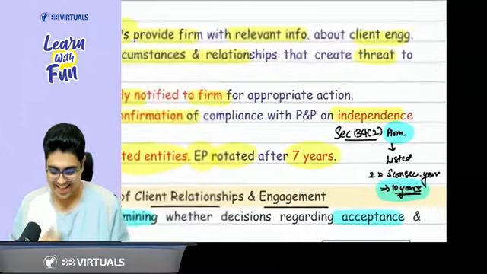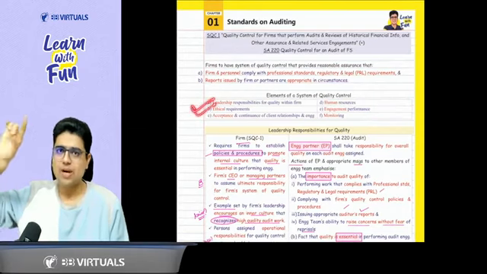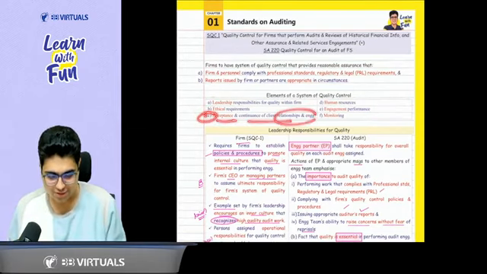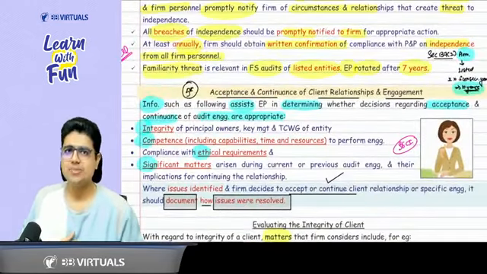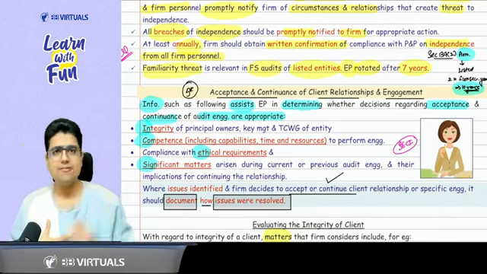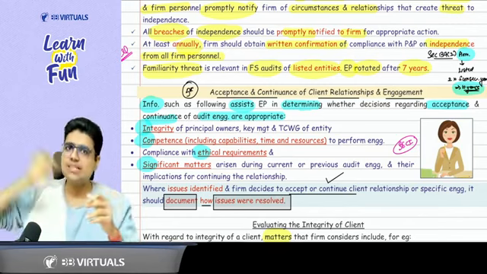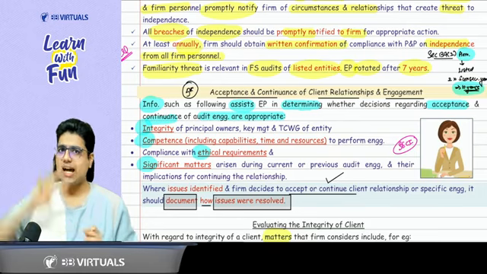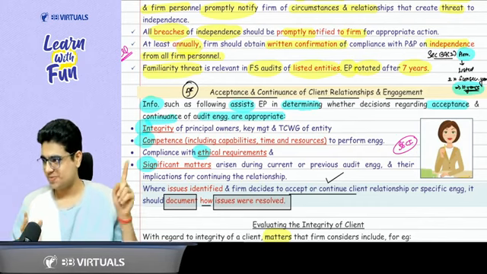Clear? Clear, sir. So with this leadership responsibility and ethical requirement part is complete. Now let's focus on the C part, acceptance and continuance of relationships and engagement. Acceptance and continuance of relationships and engagement, sir. This part says whenever you are accepting any client, or you are continuing with the client that you accepted before, there are 4 things that you check before accepting and continuing. Sir, what are those 4 things?